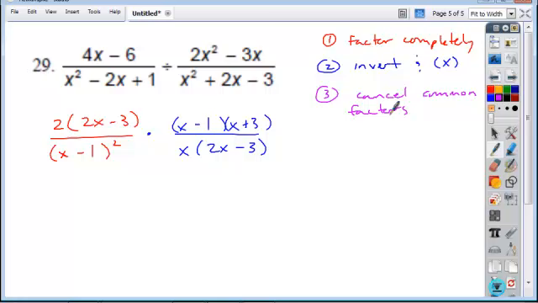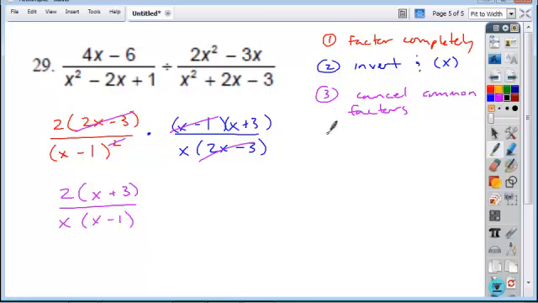Once you get through this step, what you can now do is cancel common factors. So as we go through here, we can cancel this common factor. X minus 1 can cancel with one of these. That's the only set of factors that cancel, so we write our simplified form, 2 times x plus 3 over x times x minus 1. So here's our simplified form.